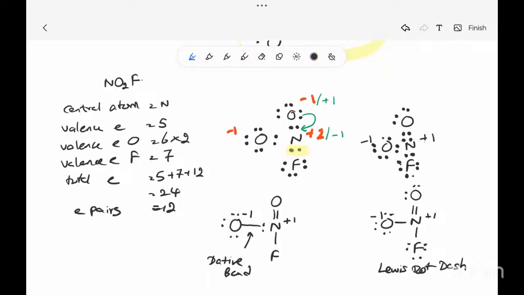Now I will answer the previous question: why are we not eliminating the other formal charges, that means -1 and +1, by creating a double bond between oxygen and nitrogen? Because nitrogen cannot have more than 8 electrons around itself, because nitrogen is coming from the second period. It can take a maximum of 8, right?